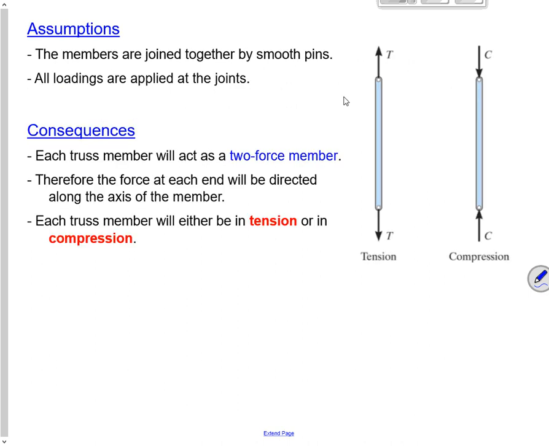The big assumption is that the members are joined together by smooth pins, and so all the loadings are applied at the joints. So when I want to load the truss up, I apply an external load only at the joints, not in the middle of a member. The consequence is that each truss member will then act as a two-force member. In other words, there's only two forces acting on it at opposite ends. And so those forces either point away from each other, they pull on the member, in which case the member's in tension, or they point towards each other, and we refer to the member as being in compression.